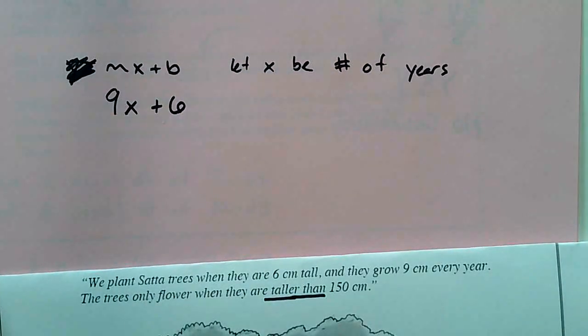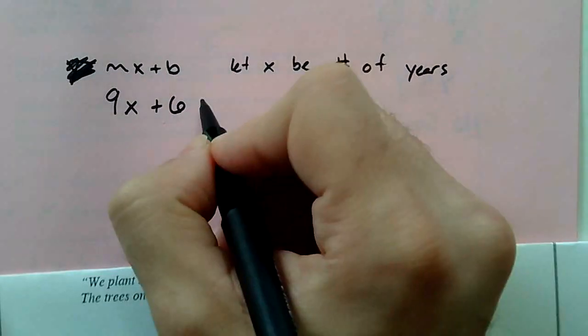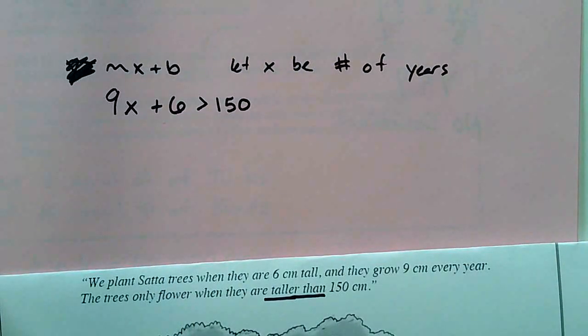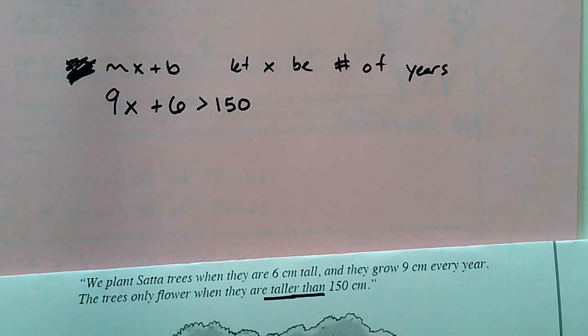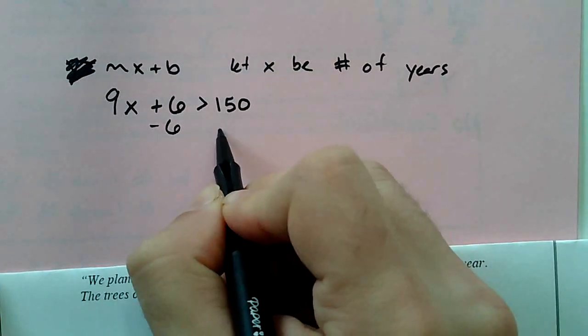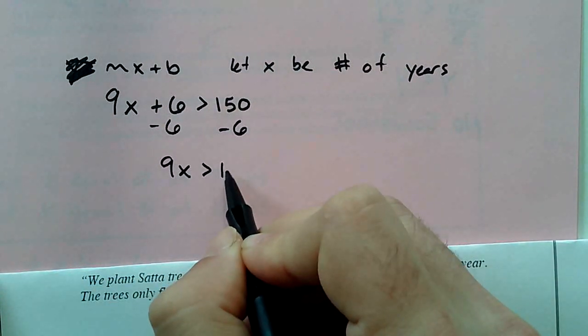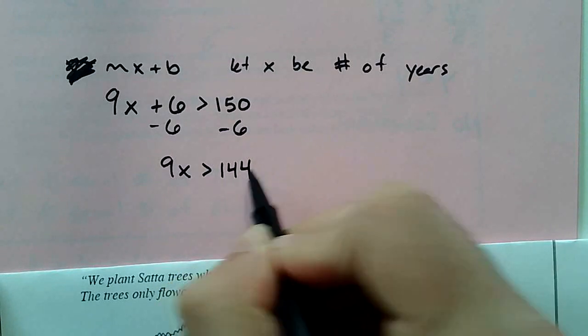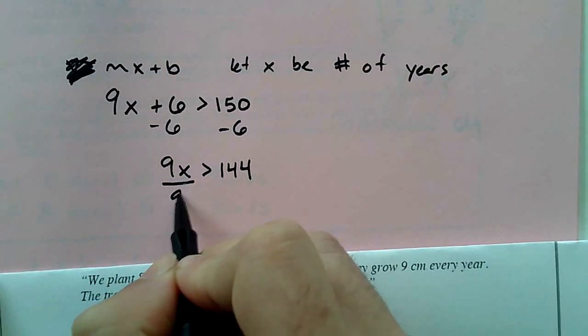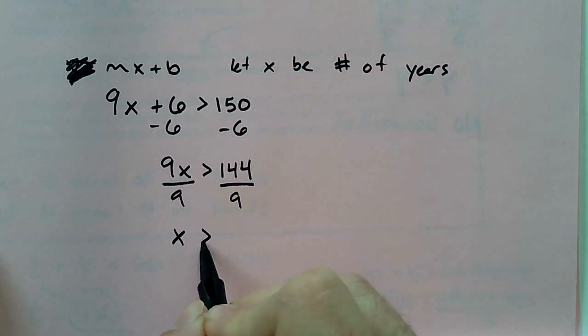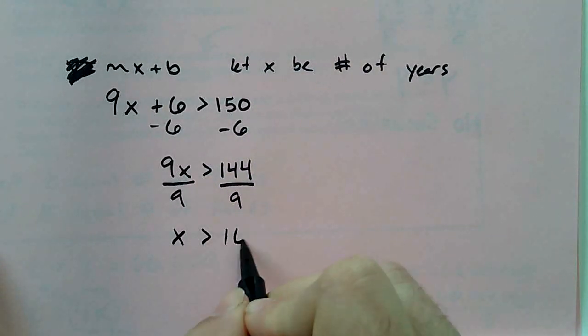Make sure they're different. The trees only flower when they are taller than 150. That means they have to be greater than 150. Can't be equal to, have to be greater. Perfect. Now when we go ahead and solve, 9x is greater than 144, divide by 9, and x is greater than 16.